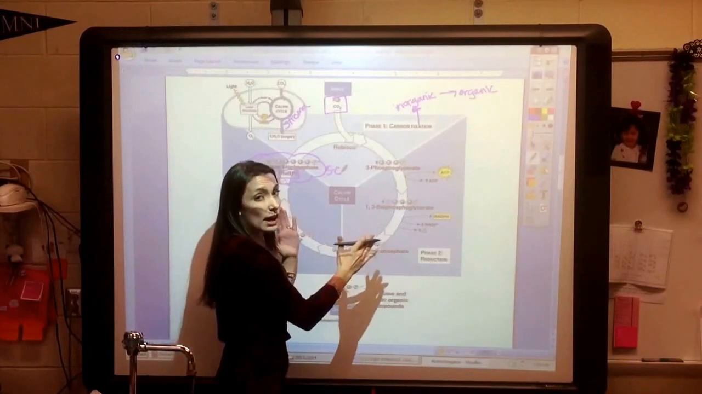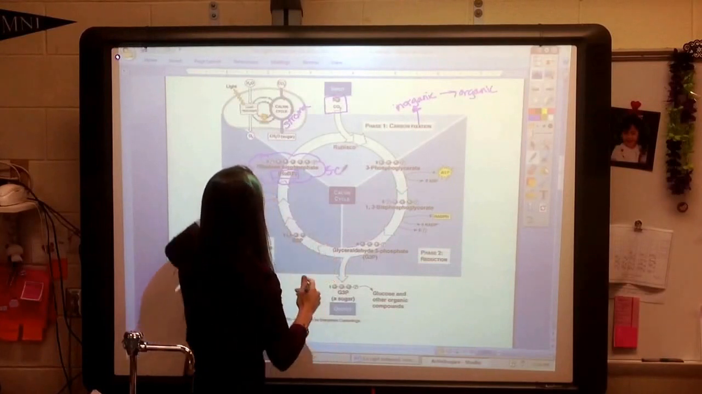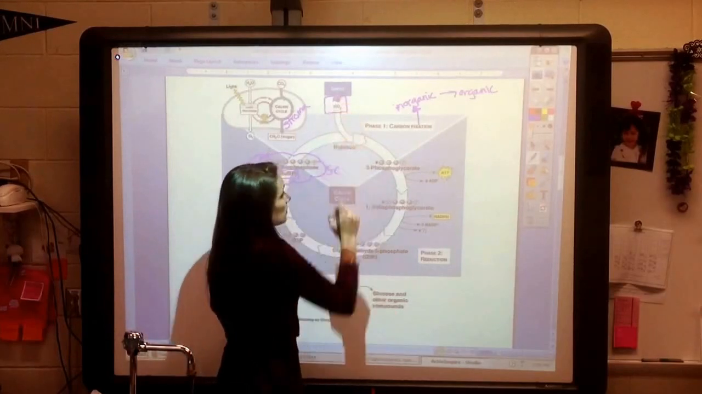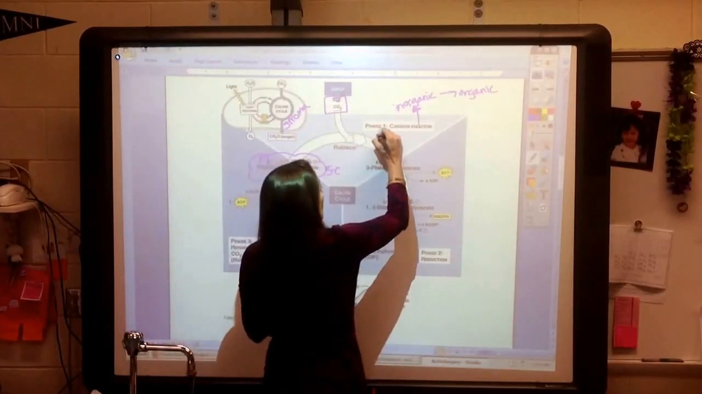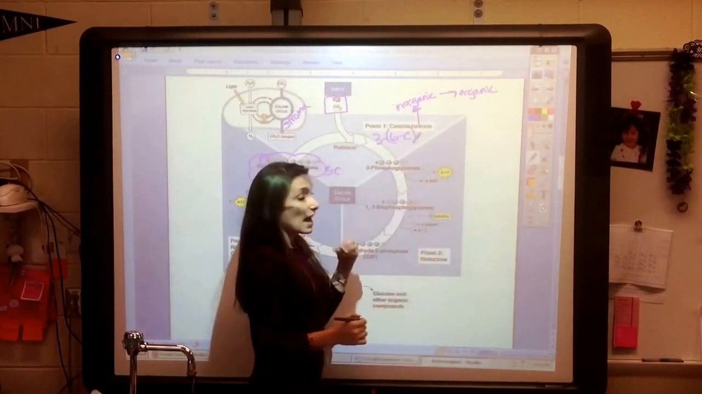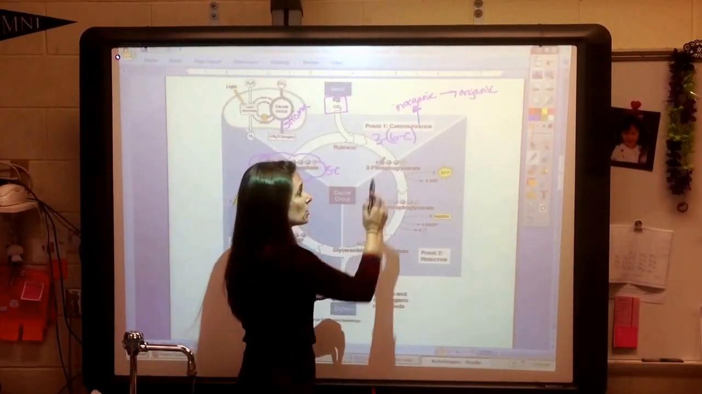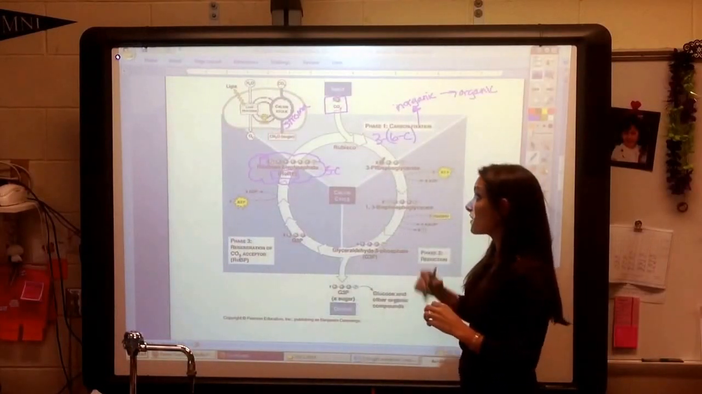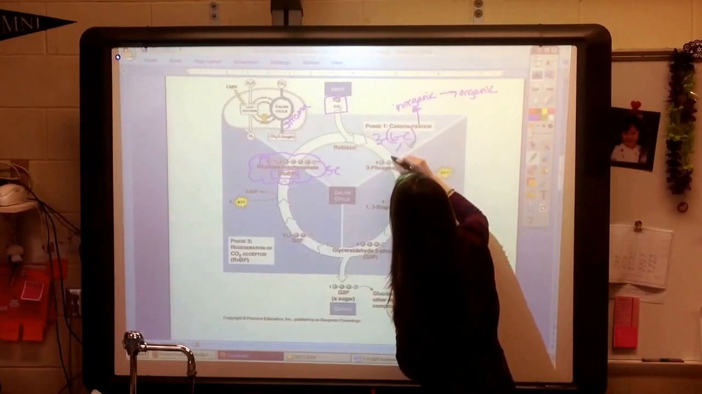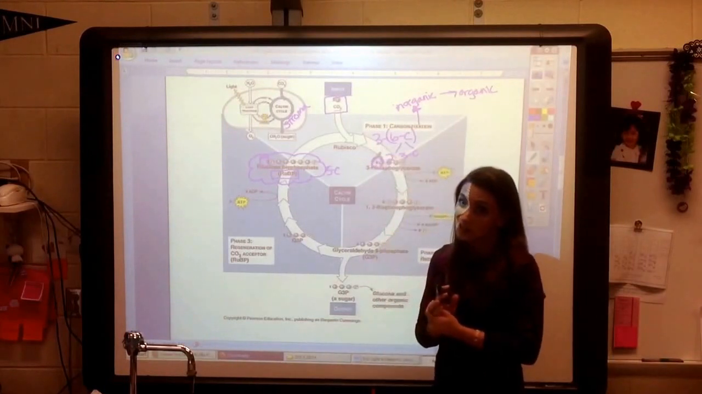However, this cycle actually only happens 3 times simultaneously. So I actually need 3 RuBPs, 3 CO2s. I will get 3 6-carbon compounds, but that will then break into 6 3-carbon compounds. Each of these 6-carbon compounds is very, very unstable. So the 6 carbon then splits into 2 3-carbons. 2 times 3 is 6. So a little bit tricky there.